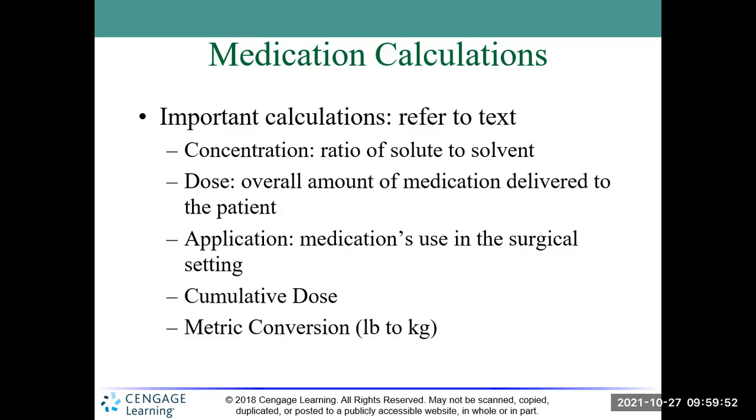And then the application, this is how it's applied in the surgical setting. Is it irrigated directly into the wound? Is it going to be given IV? Is it going to be packed into a wound? Then the cumulative dose is the overall amount of medication that the patient received in that dosing. And then the metric conversion, we're going to talk about pounds to kilograms. There are 2.2 pounds to 1 kilogram. So you're going to have to convert the patient's weight to kilograms because all medications are calculated in the metric system.